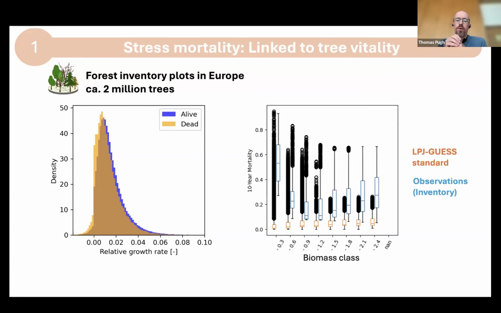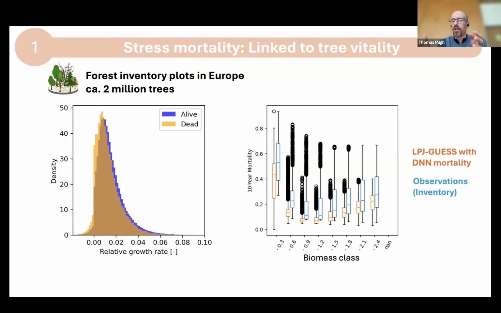And what you see now on this plot on the right, on the y-axis, it's the mortality probability, and on the x-axis, it's the biomass of the tree. The blue is the observations, the orange is the standard LPJ-GESS, which isn't, in this case, for this species, doing a great job in its vanilla version. But when we include this deep neural network mortality, you can see that the model and observations are actually pretty close to each other. And given that this DNN model is trained on observations, and then it's put in a dynamic model, which has its own biases with growth and so on, the fact that it didn't just explode is pretty exciting, actually, and opens up some, hopefully quite cool opportunities for applying this.